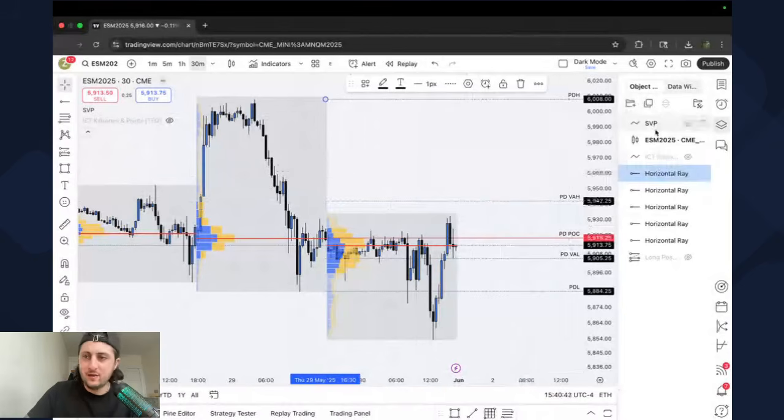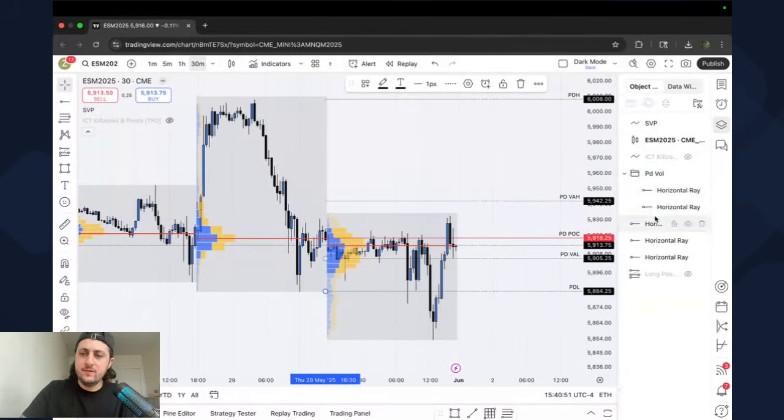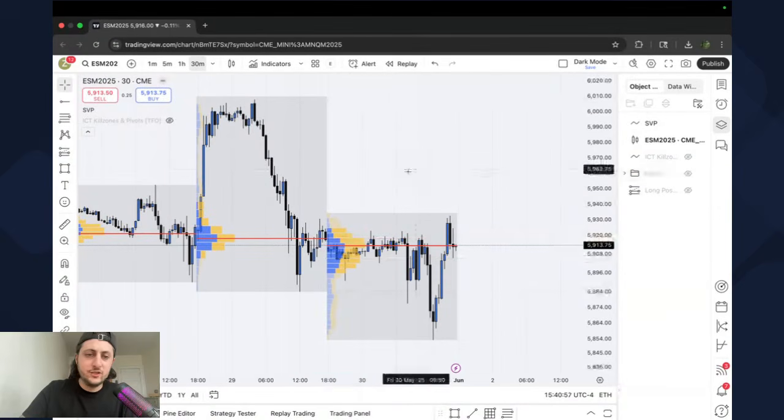So what I do when I plot these on my chart, I make a folder for them each day. And I just title it previous day's volume. Put all of those into the folder so I can see them when I want to see them. And if I don't want my chart too cluttered, I can just get rid of it.